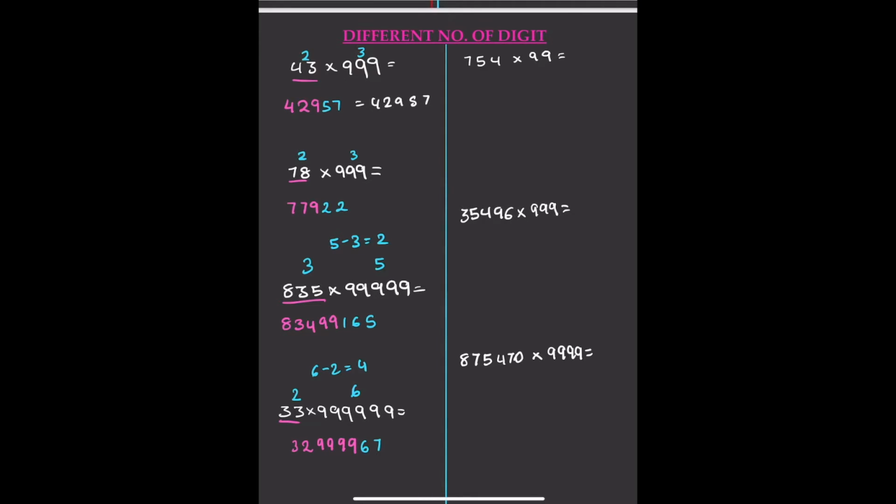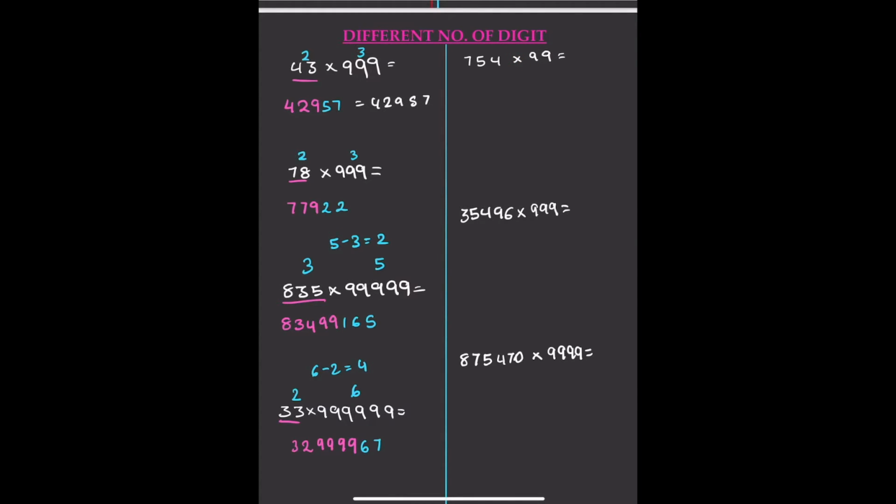Alright guys, so now we're going to look at the other categories. So in this category, you can see that the number we're timesing by the series of 9 is greater, because in the series of 9s there's only 2 digits here, whereas the number we're timesing to the series of 9 has 3 digits. So the number we're timesing to the series of 9 is greater. That's why it's a different method.